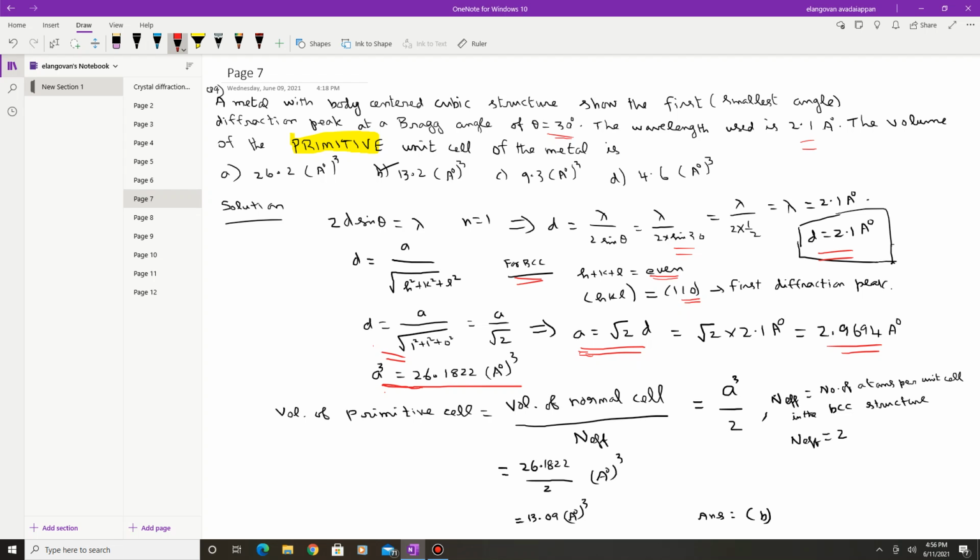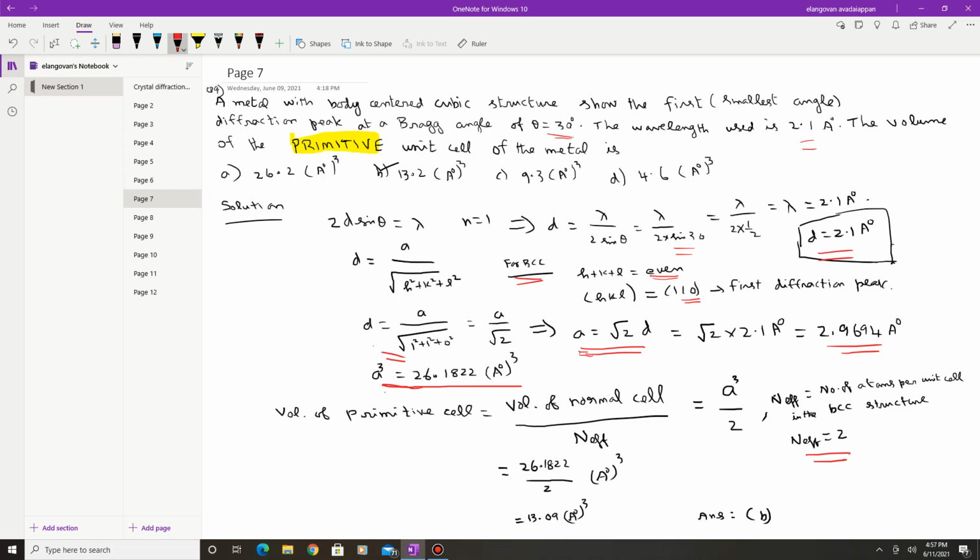The volume of the primitive cell can be calculated as the volume of the normal cell divided by N effective. N effective is the number of atoms per unit cell in the BCC structure. For the BCC structure, N effective is 2, because there are 8 corner atoms. Each corner atom is shared by the neighboring 8 cells, so the contribution of each atom to the particular cell is 1 by 8.